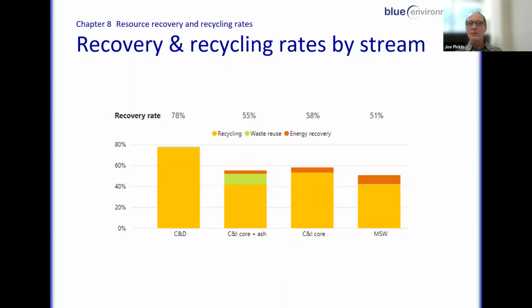Okay, now I'm going to look at resource recovery recycling rates by stream. C&D is looking the best. CNI core plus ash is CNI core, so you can see it's mostly ash going in there. And municipal waste, you can see as well then that the landfill gas collection or the landfill gas generation really is primarily coming from municipal waste, from food waste, paper and cardboard and garden waste and so on that's going into landfill.